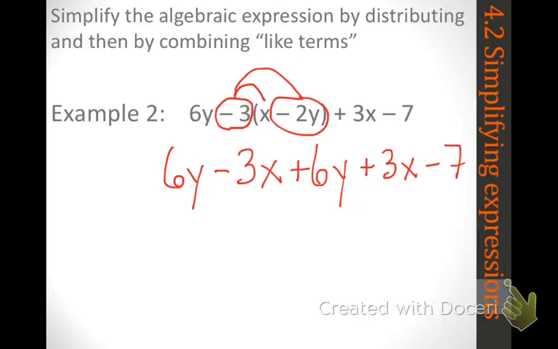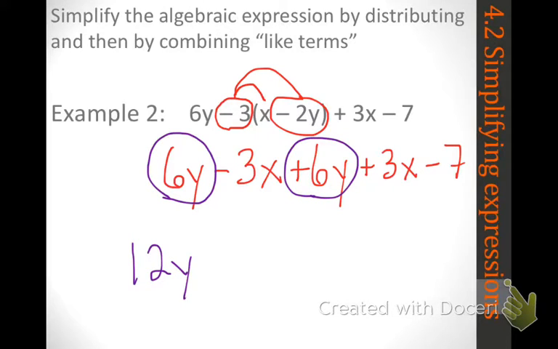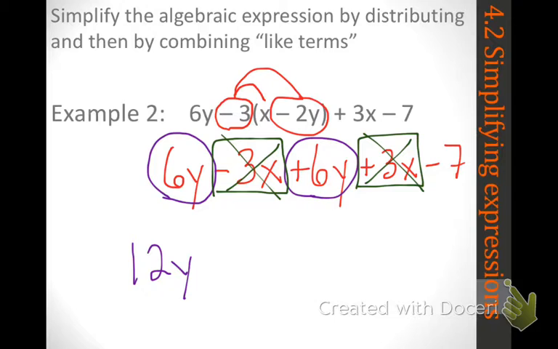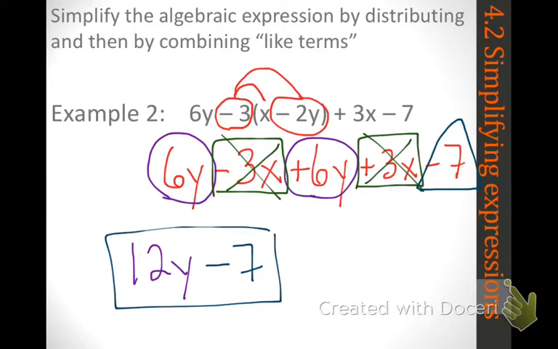Now that I've multiplied the things that I can, now I can combine like terms by adding and subtracting. I'm going to start with the y's here. I have 6y's plus another 6y's. So that's going to give me 12y's. I have negative 3x plus 3x. Those are exact opposites, those cancel each other out. Those together make 0 x's. I don't have to write that. And then last, I have the negative 7 still sitting out here. So my answer is 12y minus 7.